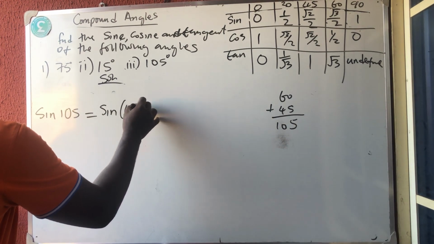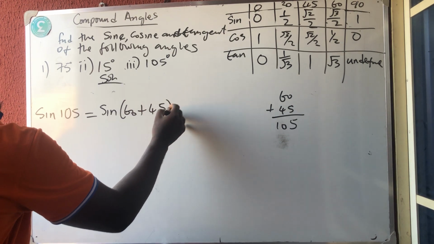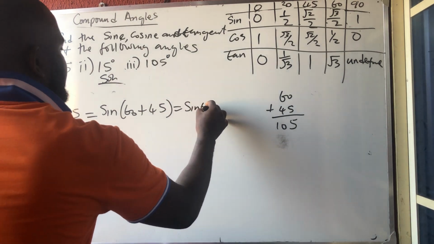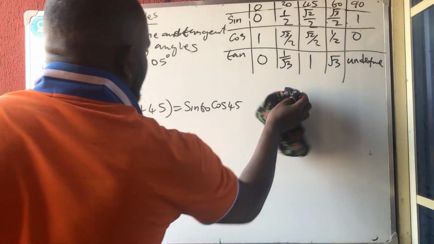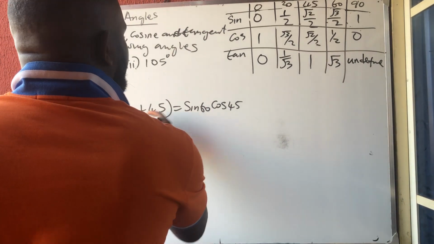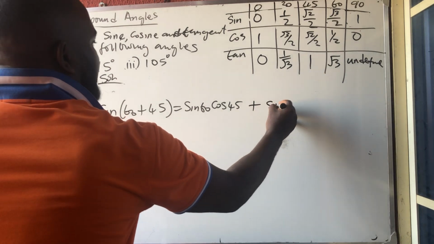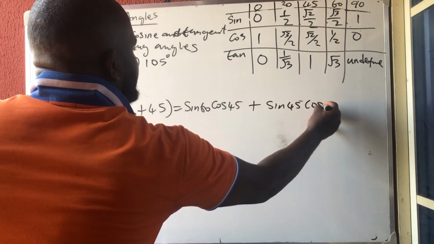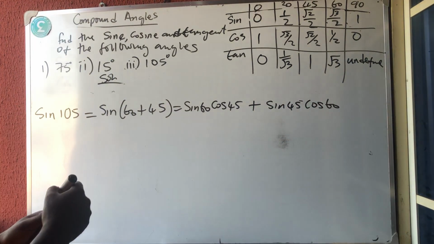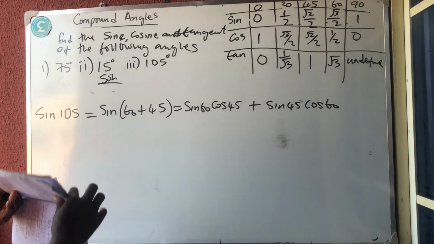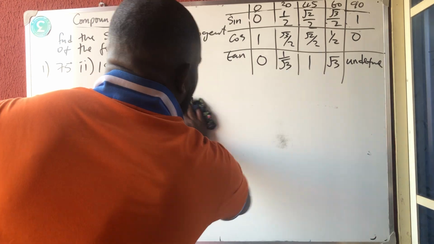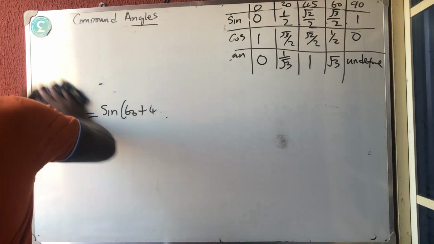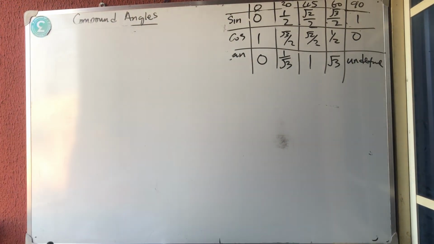Sine 60 plus 45, which is what? Sine 60 cos 45. You know that in sine, the sign does not change. That is why it is sine. So if it is plus, I'll still use plus: sine 45 cos 60. So you can get the answer, and then let's move on. After getting the answer, get the cos and the tangent of it. Okay? So that is that. So let us continue.